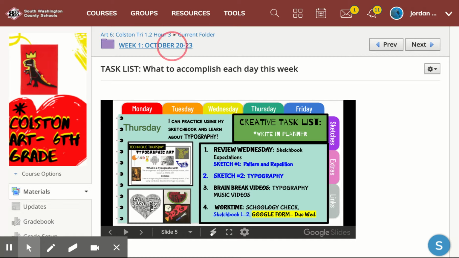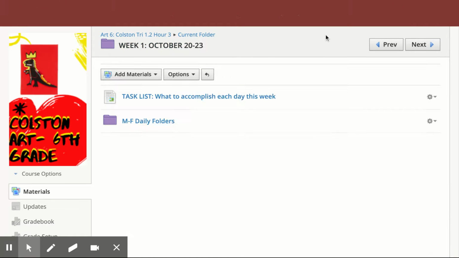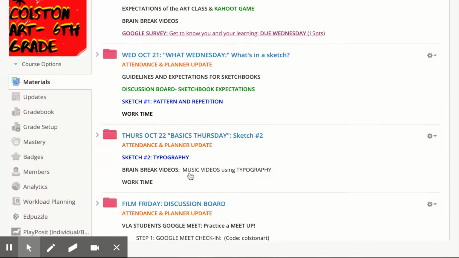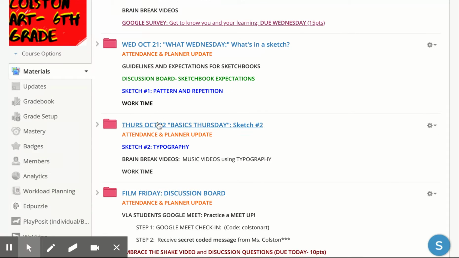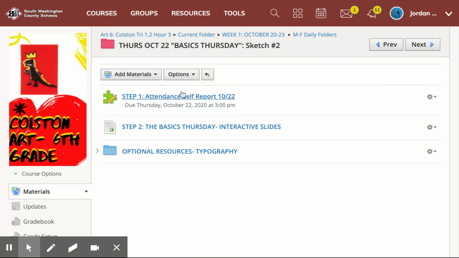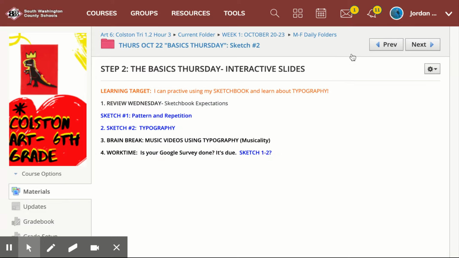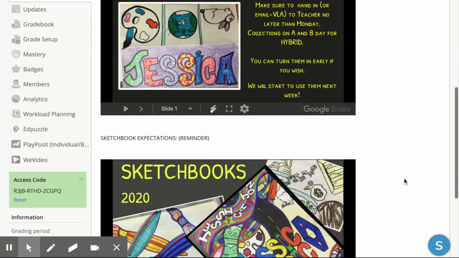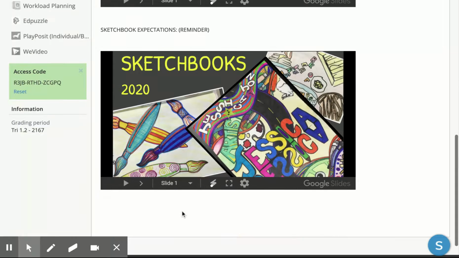So let's go now into Thursday's folder because it is time for you to take attendance. When you click on the folder, go to your Thursday. It's Basics Thursday today. Step 1, take attendance. Now you need to go to step 2. This is where you're going to find all your information for today. Review Wednesday, sketchbook expectations. Down here, we have it linked for you as a reminder.